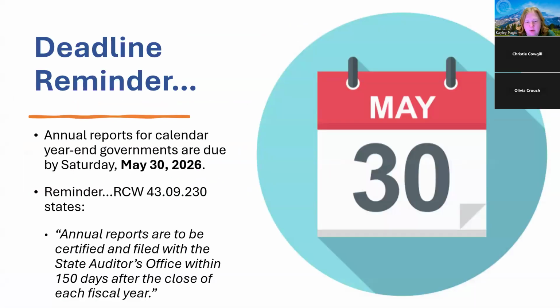We, of course, have to finish out our annual report training with a reminder of the deadline. So for calendar year governments, your annual report is due by Saturday, May 30th. So please write that down, put it on your calendar, and pretend that the deadline is actually Friday, May 29th, because no one wants to be filing their report on a Saturday.